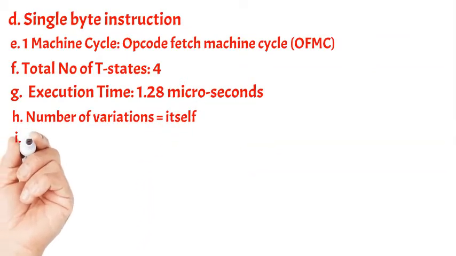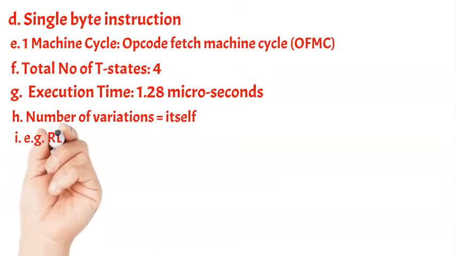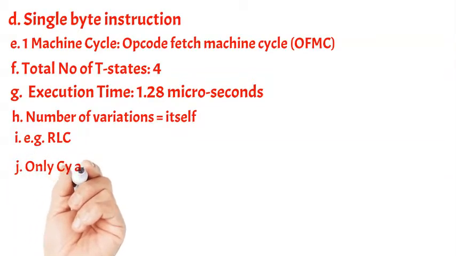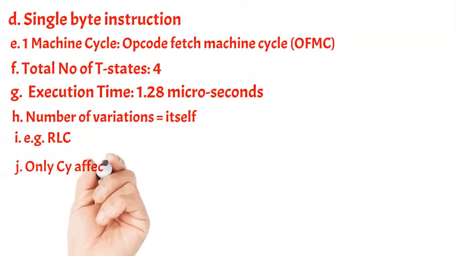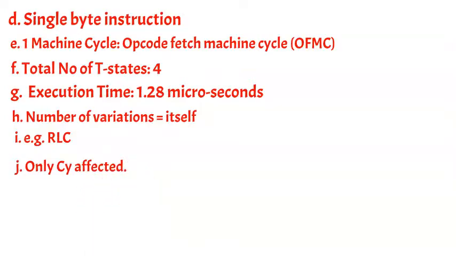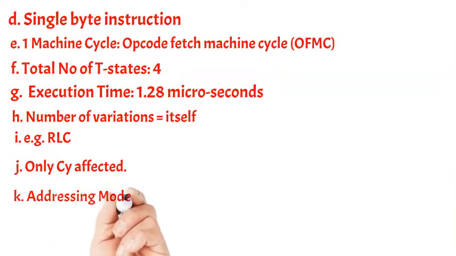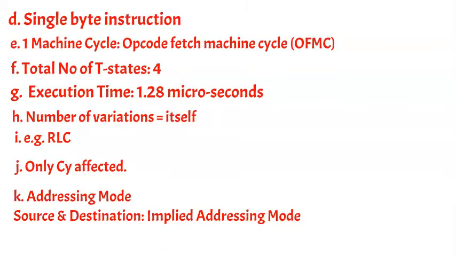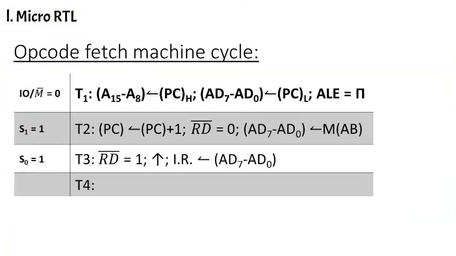It exists as itself only, and using this instruction, only the carry flag will be affected. All other flags will remain unaffected for both the source and the destination. The addressing mode is implied. Micro RTL consists of only the opcode fetch machine cycle.